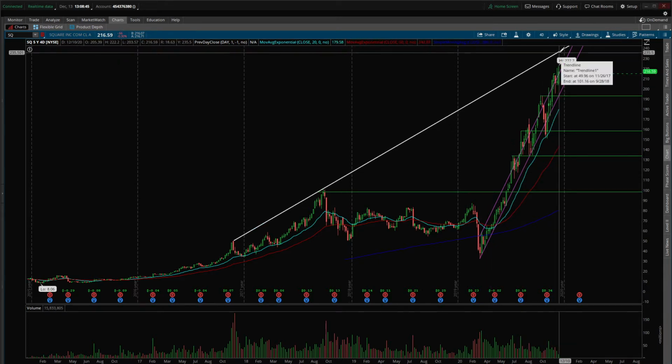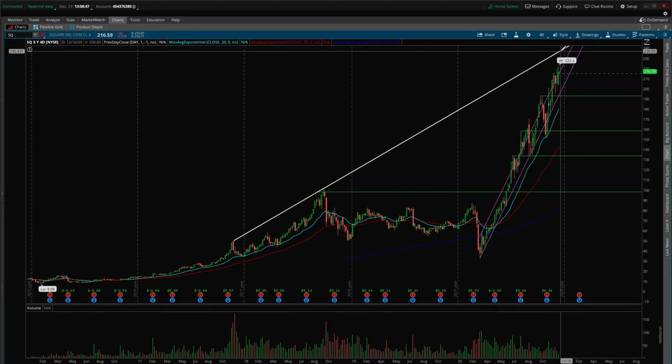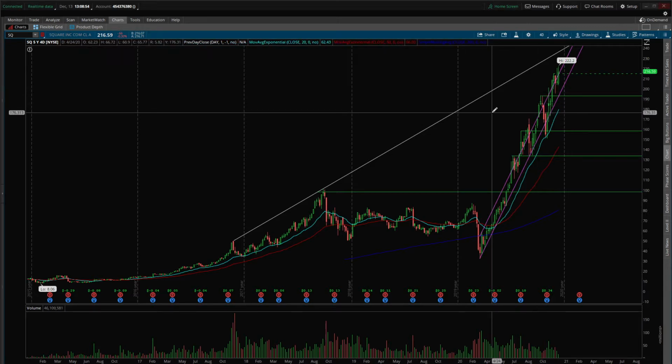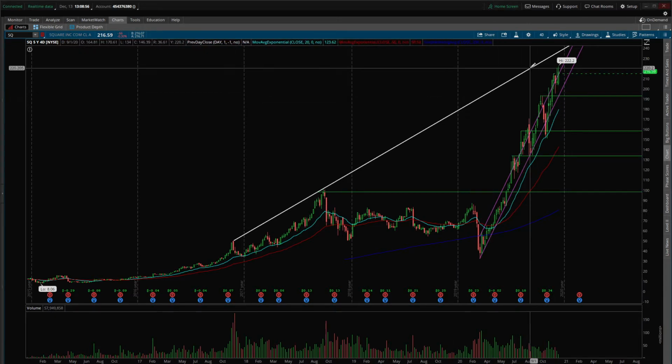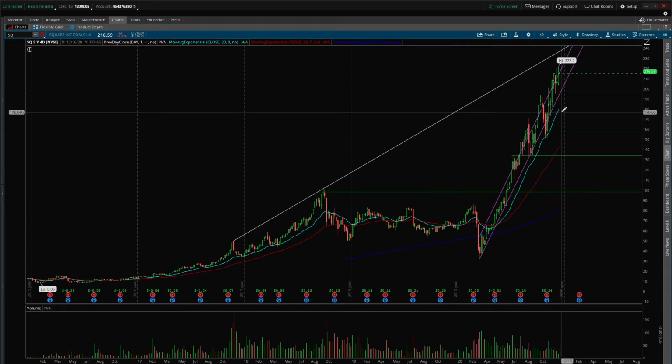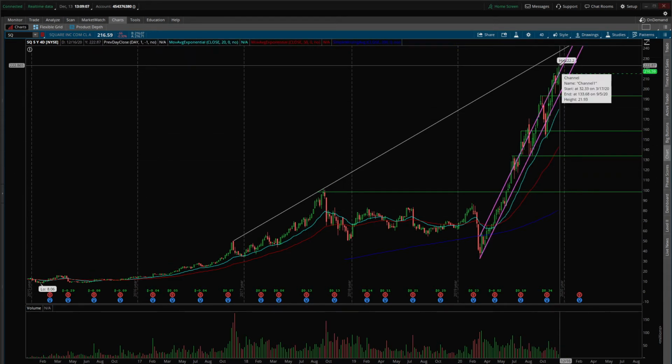And the first time that we get back to this line, I definitely expect a sharp rejection, just because it's been a while and it's a very steep line. We're starting to get pretty well extended above EMAs. I mean, look at these averages, guys. We are very, very extended here.